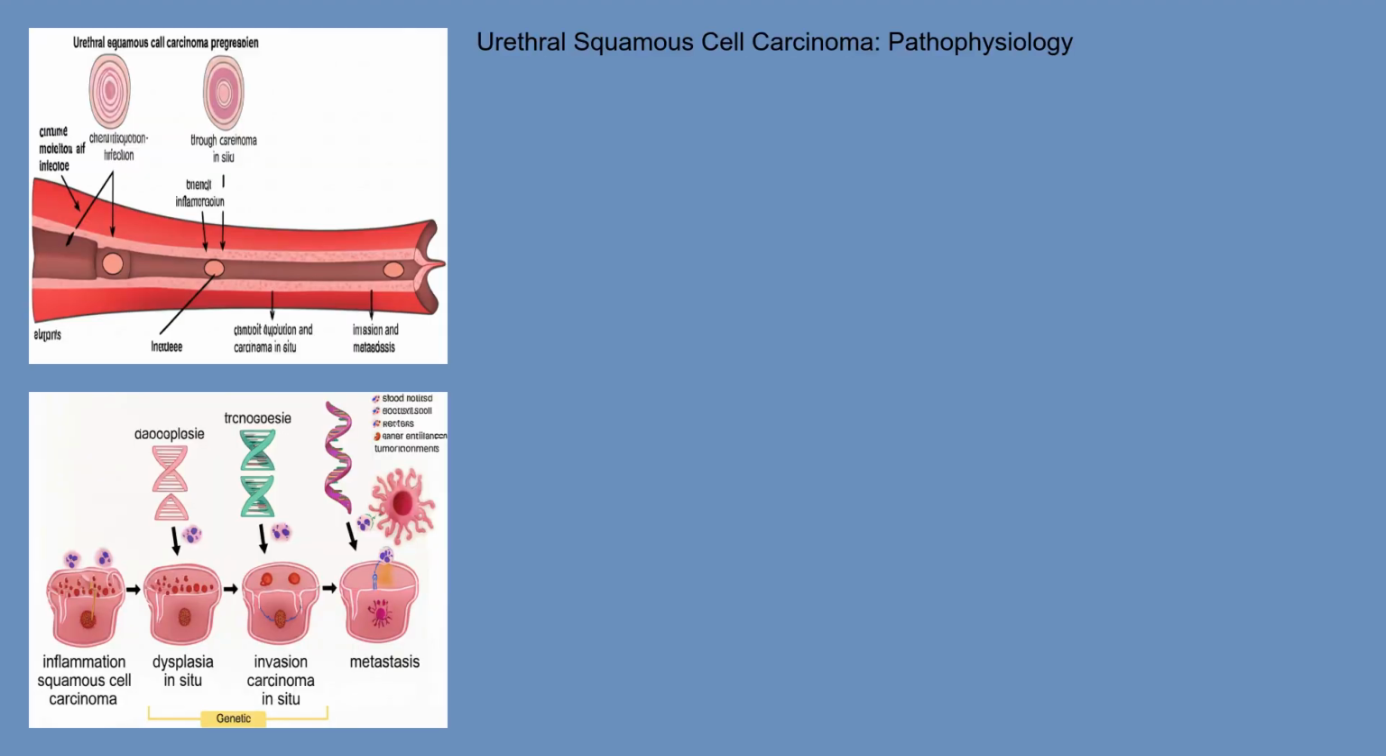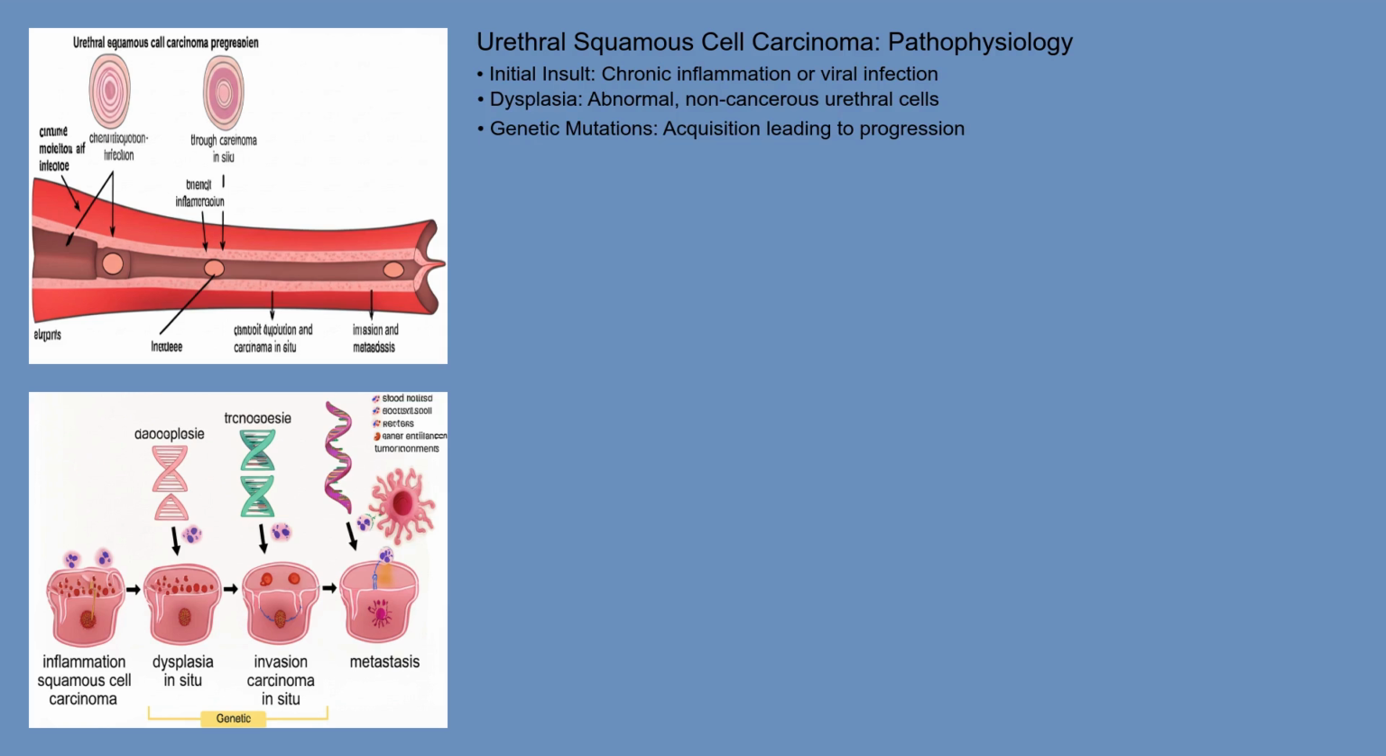The pathophysiology of urethral squamous cell carcinoma involves a complex series of cellular and molecular events. Initially, chronic inflammation or viral infection can lead to dysplasia, where the urethral cells become abnormal but not yet cancerous. Over time, if these abnormal cells acquire additional genetic mutations, they can progress to carcinoma in situ, which is cancer confined to the surface layer of the urethra.